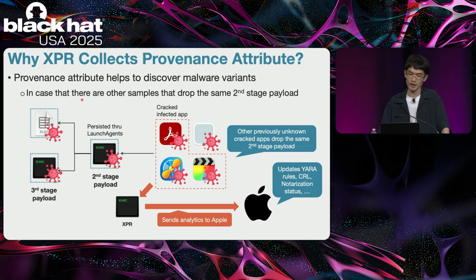So why does XPR collect the provenance attribute in the first place? Because it's useful for discovering malware variants. For example, let's say multiple cracked apps are dropping the same second stage payload. Some of these apps are still unknown to Apple. When XPR remediates these payloads, it gets the provenance attribute to identify the source app and report that to Apple. With this data, Apple can uncover previously unknown cracked apps. This helps update the XProtect YARA rules and certificate revocation list notification status accordingly.